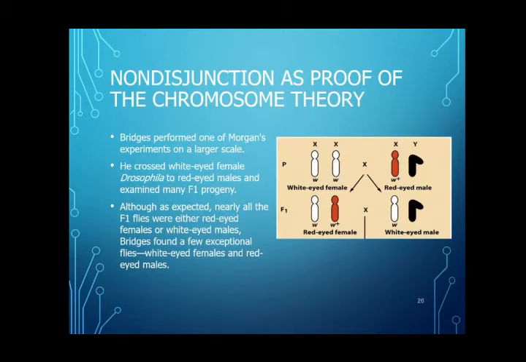Non-disjunction as proof of the chromosome theory. Bridges performed one of Morgan's experiments on a larger scale. He crossed white-eyed female Drosophila to red-eyed males and examined many F1 progeny. Although, as expected, nearly all F1 flies were either red-eyed females or white-eyed males, Bridges found a few exceptional flies: white-eyed females and red-eyed males.